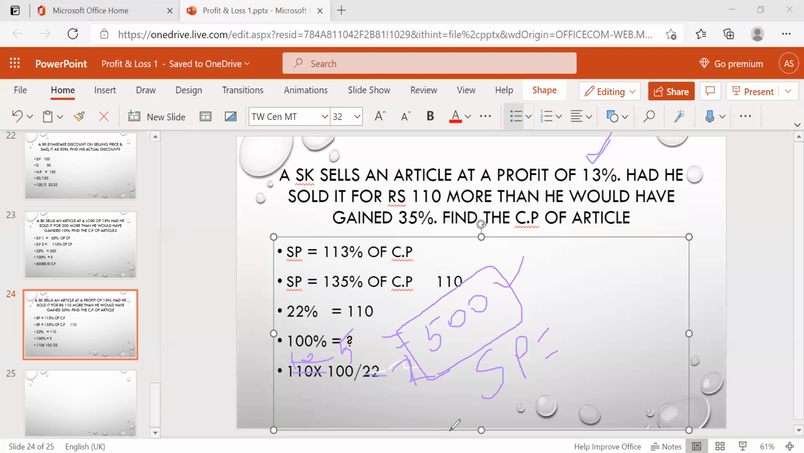Guys, do it fast. Here I have cost price now, and I have the profit percentage also. 13%. That means what is the selling price of the first one? What is the selling price of this one?